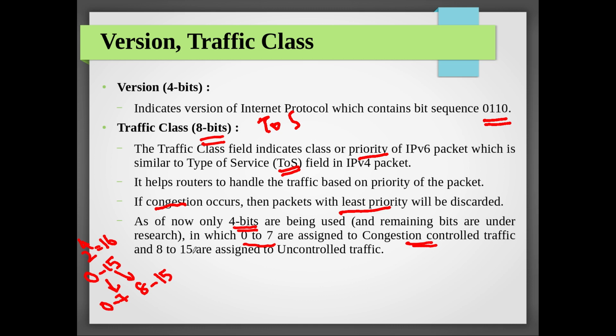And the second half, that is 8 to 15, are assigned to something called uncontrolled traffic. Now what is this congestion controlled traffic? To understand it more, you have to know the transport layer protocols, that is TCP and UDP. Simply, right now you can understand it like this: the traffic generated by TCP mainly comes under the category congestion controlled traffic, from the transport layer point of view. And if you are looking at the UDP protocol, all the traffic generated by UDP is typically uncontrolled traffic.